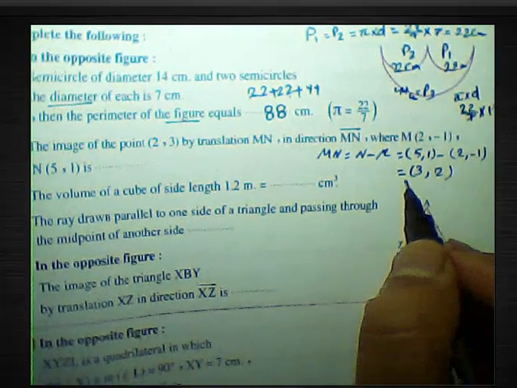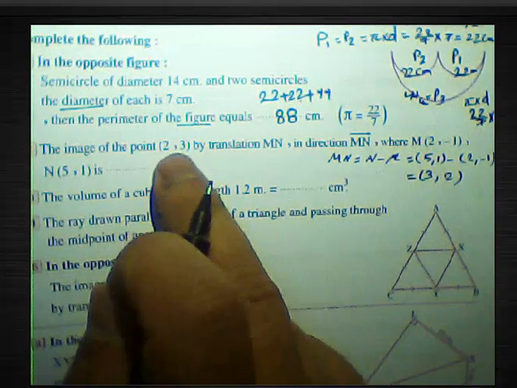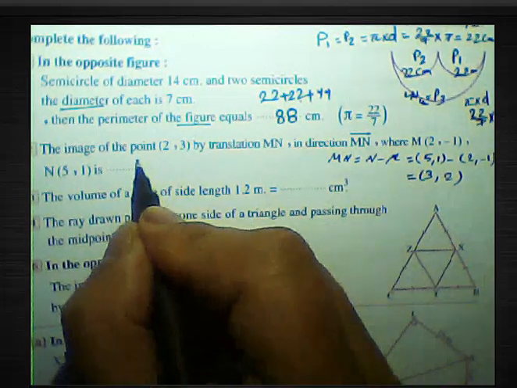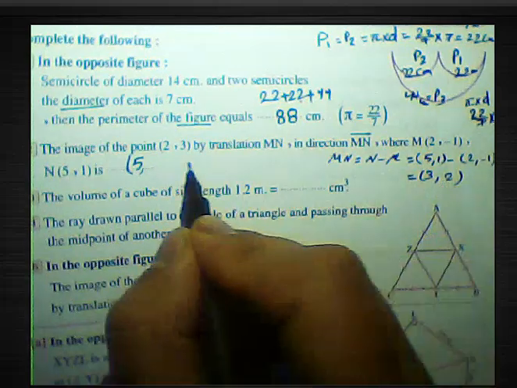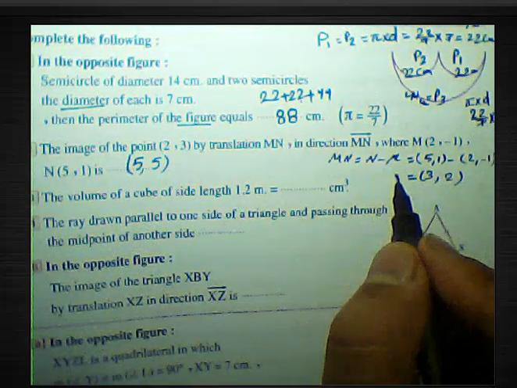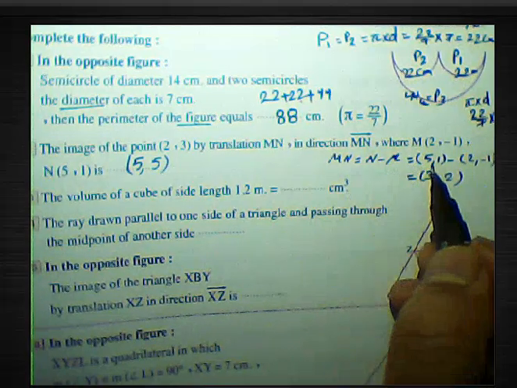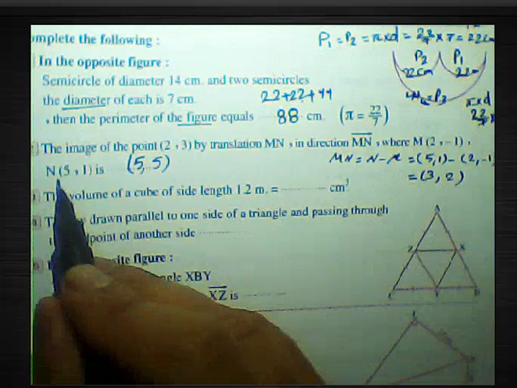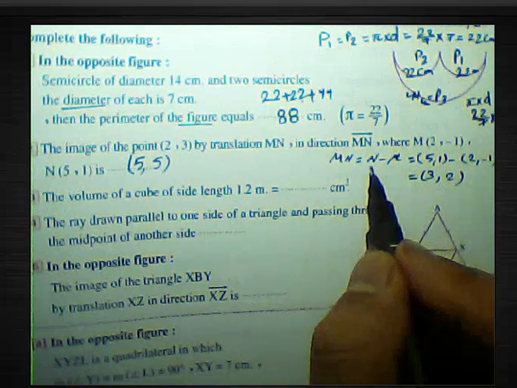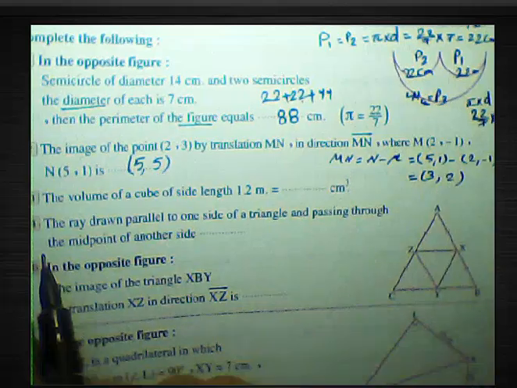Okay, we can add this translation to (2, 3): 3 plus 2 equals 5 and 3 plus 2 equals 5. Then the direction MN: the length of MN equals N minus M, where M equals (2, negative 1) and N equals (5, 1). Then MN equals N minus M, (5, 1) subtract (2, negative 1), the result will be (3, 2).